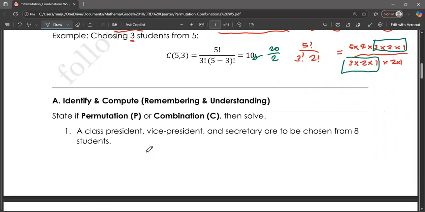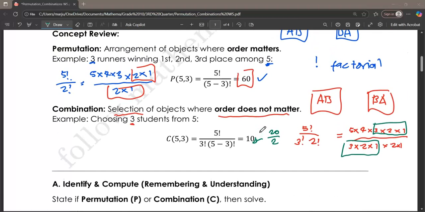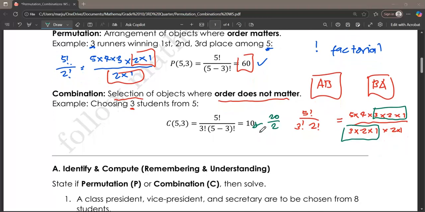Let's do the items. Number 1, identify and compute. So state if permutation, we are to write P, or combination C, and then we are asked to solve. Number 1 again, a class president, vice president, and a secretary are to be chosen from 8 students. So again, we are choosing a student to become the class president, a vice president, and a secretary.